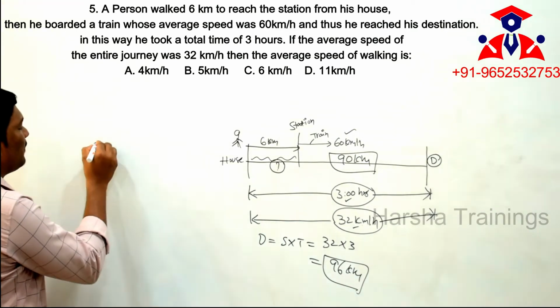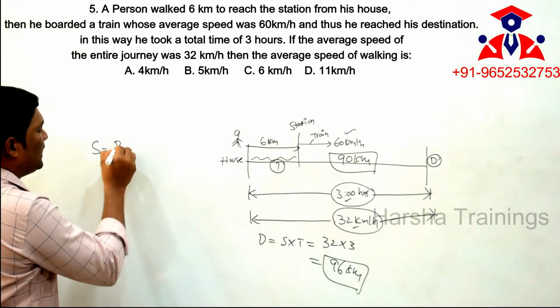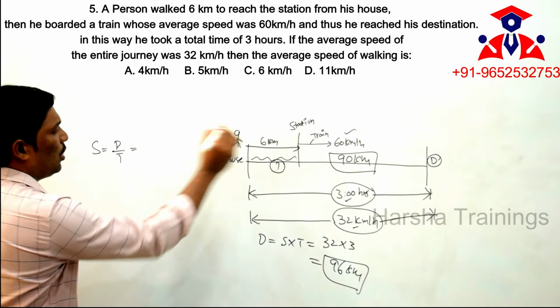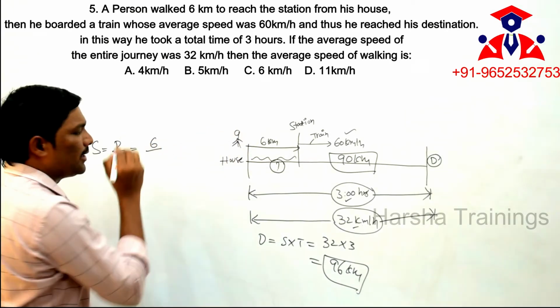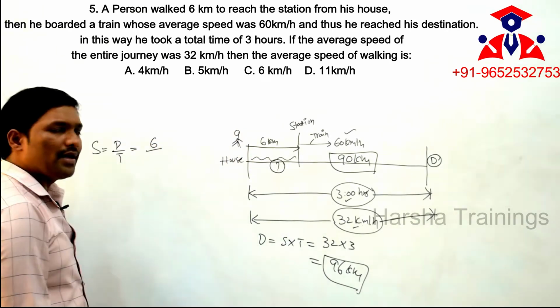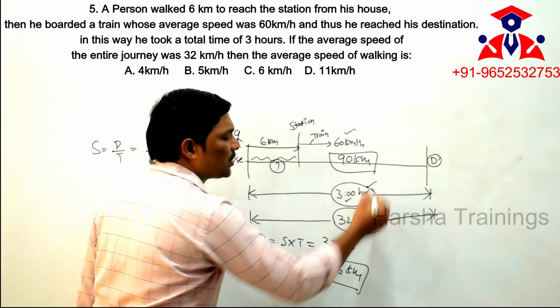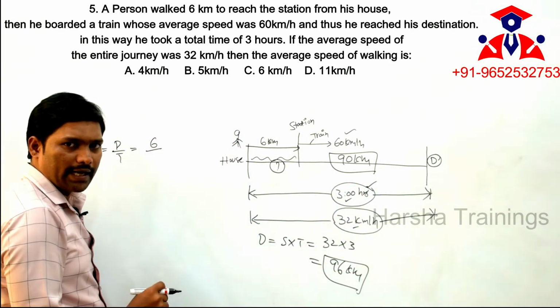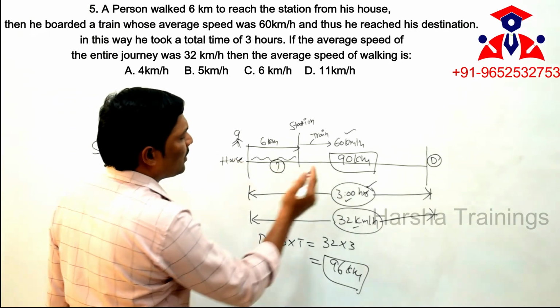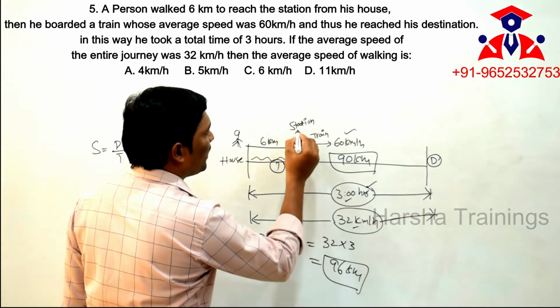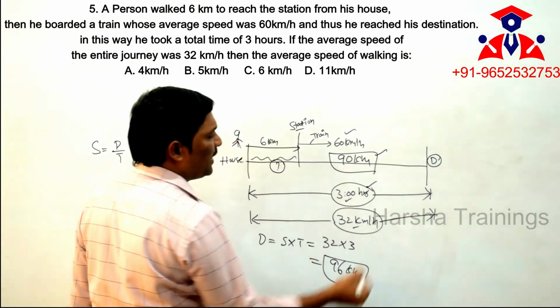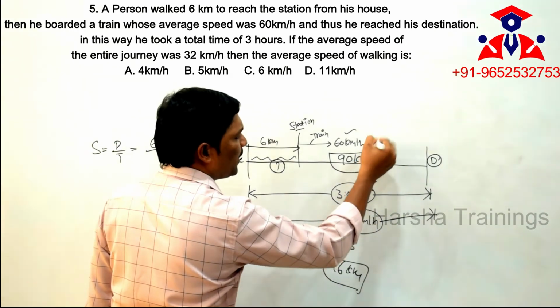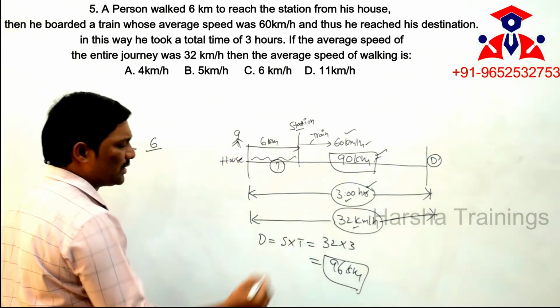So find out the average speed, guys. What is the formula of speed? Distance by time. So walking distance is 6 km, and time is given? No. Total time is given here as 3 hours, but walking time is not given. First find out the walking time. Okay, so let me see. Here a person moves from station to destination, so speed is given and distance is given. Then find out the time, guys.